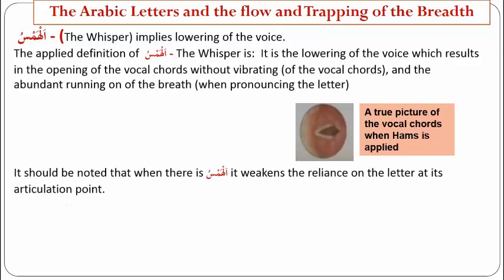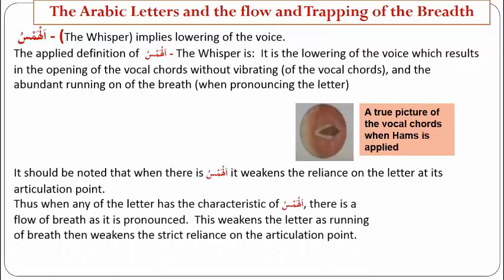It should be noted that when there is hams, it weakens the reliance on the letter at its articulation point, right? Because there is this flow of air, so the letter is weaker. Thus, when any letter has the characteristic of al-hams, there is a flow of breath as it is pronounced. This weakens the strict reliance on the articulation point. Okay, this is what causes the letter to be weaker. But the letter is weak, and the flow of breath is consistent.